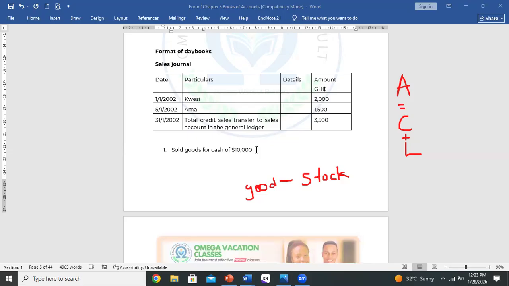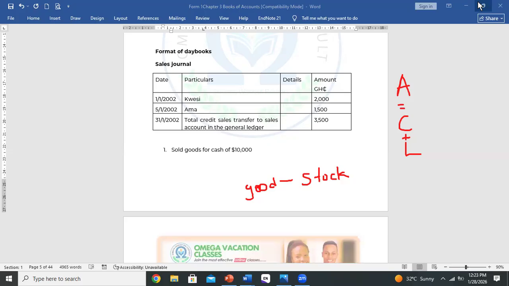Prof. Adam, what will be the effects of this transaction on the accounting equation? Let me go to Prof. Ben. Is it Eliha Mauli?